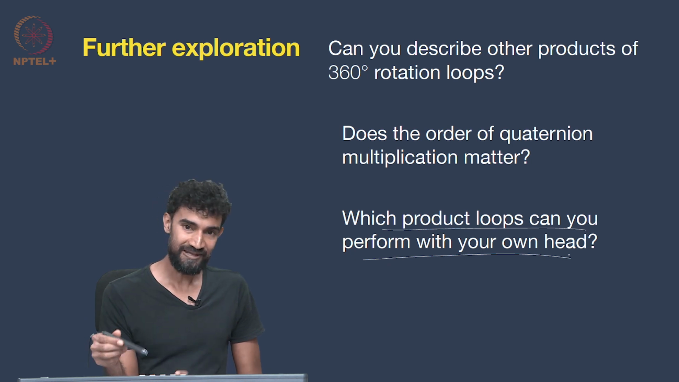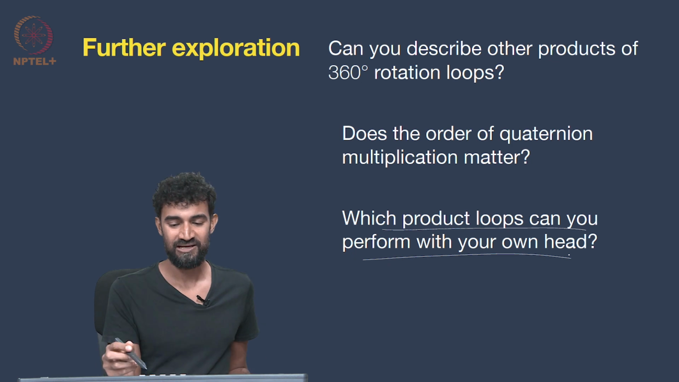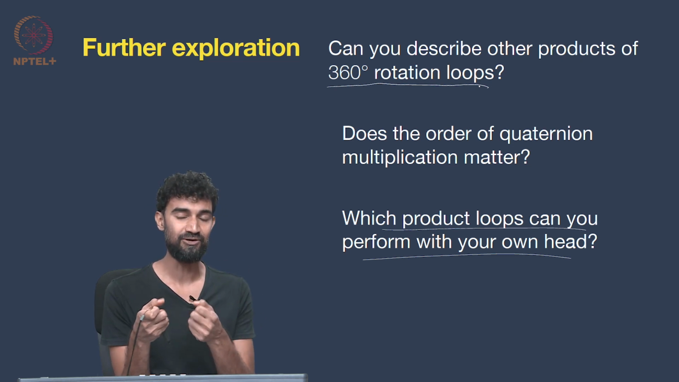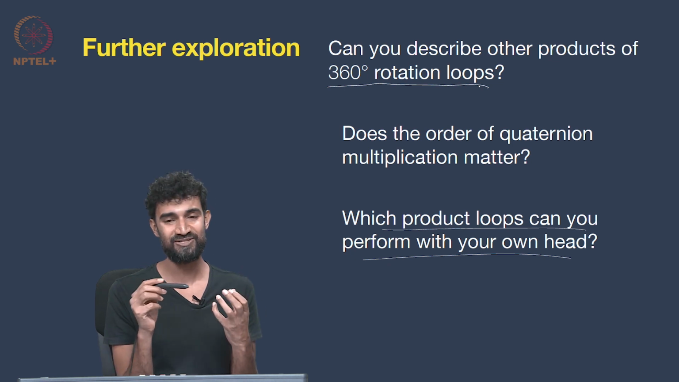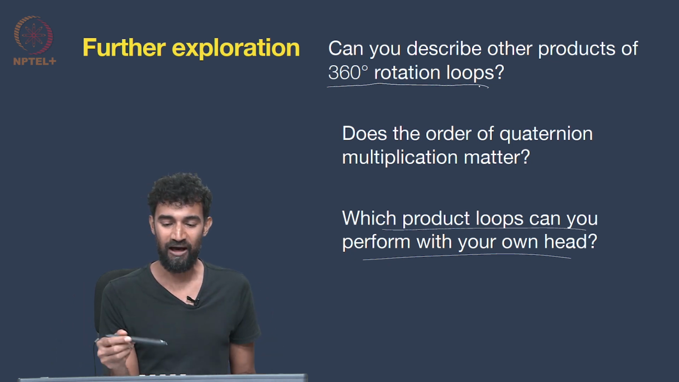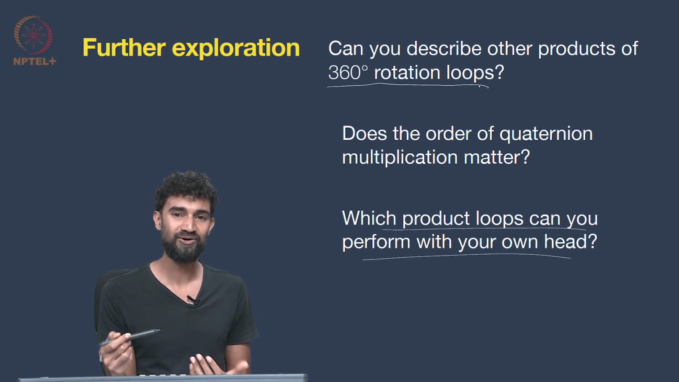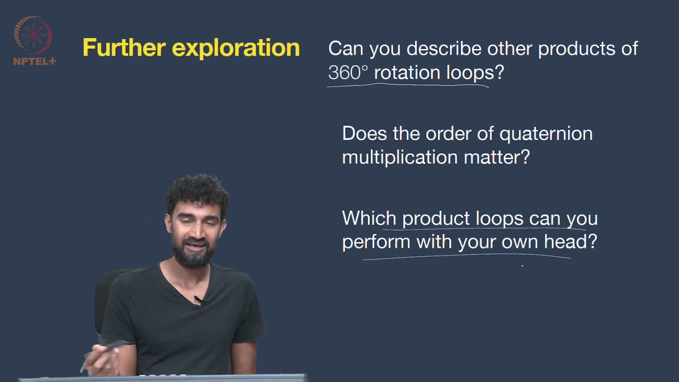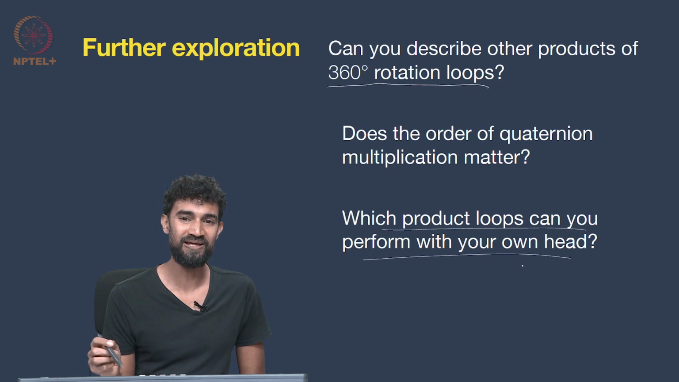This is a fun thing to explore on your own, especially if you are up for downloading Blender and trying this out, and just seeing if we take rotation loops about other axes and multiply them together, say a z rotation and an x rotation, or a negative x rotation and a z rotation, and multiply them in different orders, in different combinations. What do the products look like? Which ones can we perform with our own head, and are any of them particularly interesting? That's something for you to try out.